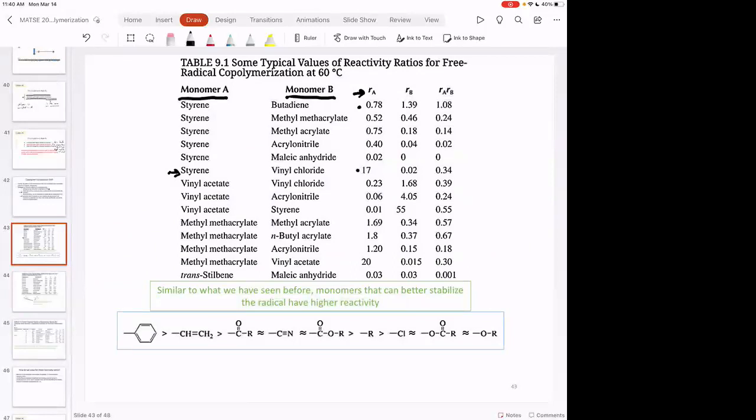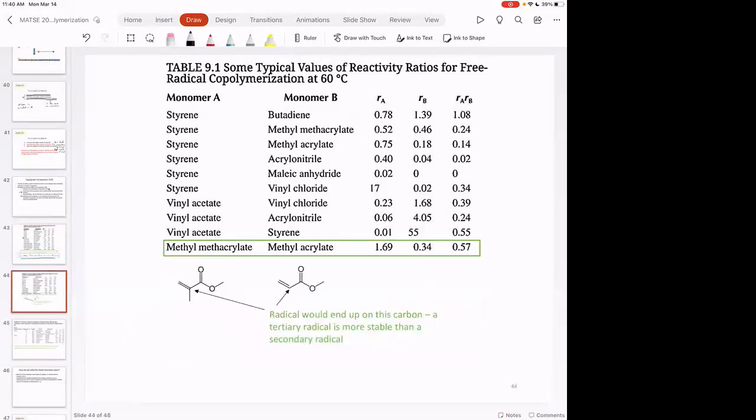So we have a table of reactivity ratios, and in general, we can understand the order of the reactivity ratios from the stabilization of the radical. That's the minor point. It's more important that you're able to know what reactivity ratios are and use them, but this is how you make sense of some of this data. Okay, this is just another example.